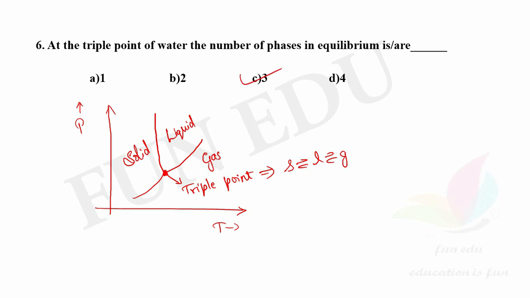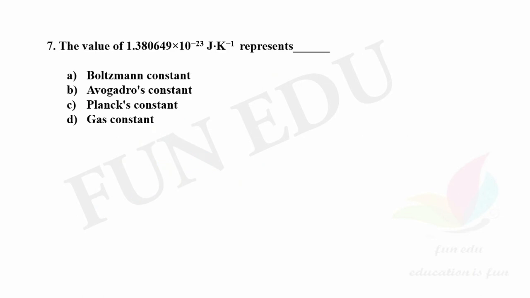This is conceptual. Yes. So the next question says, the value of 1.380649 into 10 to the power minus 23 joule per Kelvin represents. So this particular value of a constant, you need to identify which constant it represents. You have the options Boltzmann constant, Avogadro constant, Planck's constant and gas constant, and you need to identify the correct one. So Avogadro constant you have already studied, right? What is that? 6.023 into 10 to the power 23 per mole. Particles per mole, atoms per mole, molecules per mole, that depends, right? So per mole we are defining it.